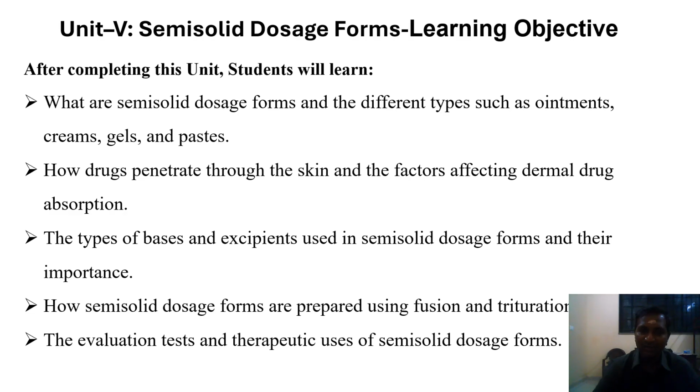Fourth, students will learn methods used for the preparation of semi-solid dosage forms, such as the fusion method and trituration method. Finally, they will understand evaluation tests and the therapeutic uses of semi-solid preparations. These objectives help guide students through the important learning outcomes of this unit.